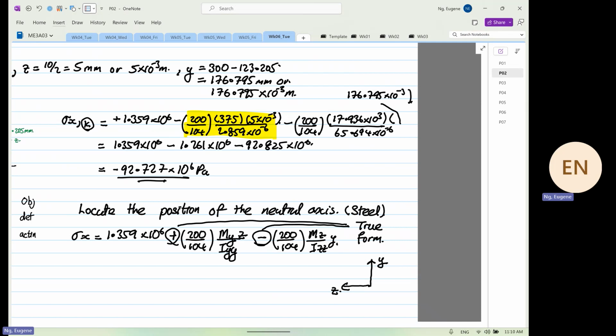Okay, that is why a lot of students ask me why, Eugene, this is plus and this is minus. If you look at moment about y, positive y is always going upwards. But if you look at z, usually on the horizontal axis, the z will go from left to right. For this, right to left. For this reason, it's going to be minus. Are we clear?